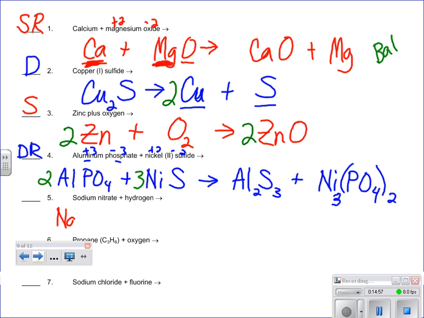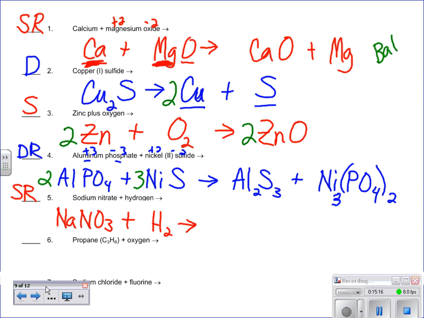Sodium nitrate, so NaNO3 plus hydrogen. How do you write hydrogen? H2. Okay, what type of reaction? Single replacement. Okay, so in this case, first thing we have to do is what?